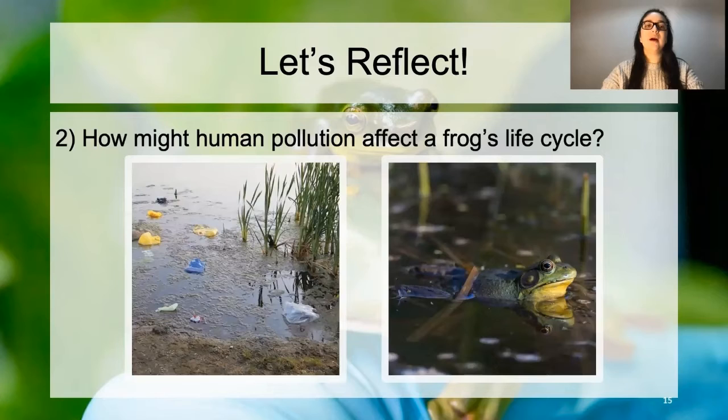Now let's think about how human pollution might affect a frog's life cycle. In this habitat where the frog could be living, there is garbage. There's plastic bags, you can see some cardboard, and that just doesn't look like a very good place to live. How can this dirty pond affect a frog? You can see the frog here in some dirty water.